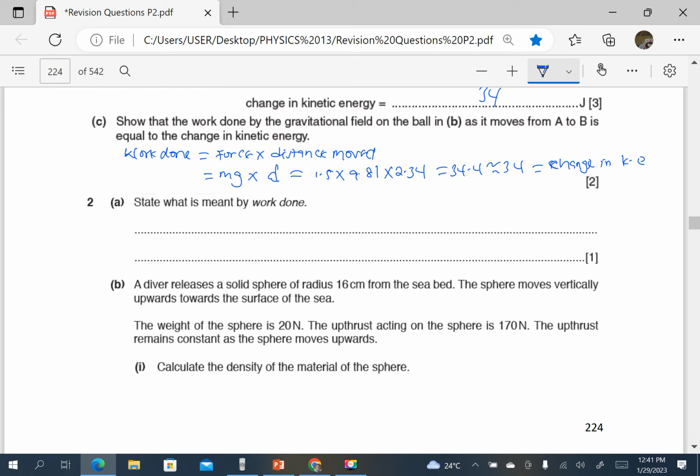State what is meant by work done. We know that work done is force times displacement in the direction of the force.